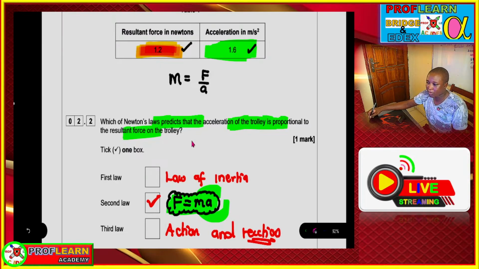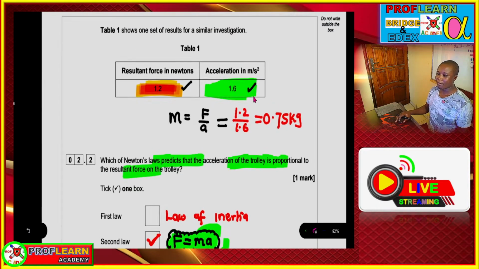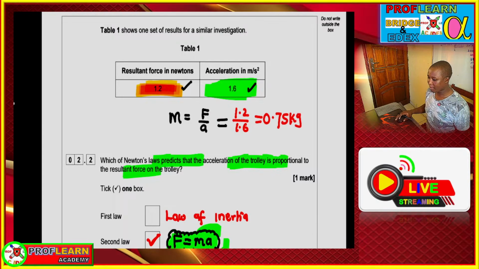All right, let's just proceed to the next part. In this case, we need to work out the mass of the trolley. This is going to be 1.2 over 1.6. If you work it out, you're going to get 0.75 kilograms. This is the mass of the trolley. The information provided here was to be used in order to work out the mass.